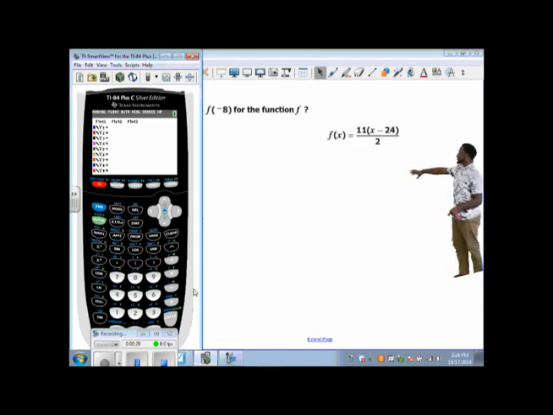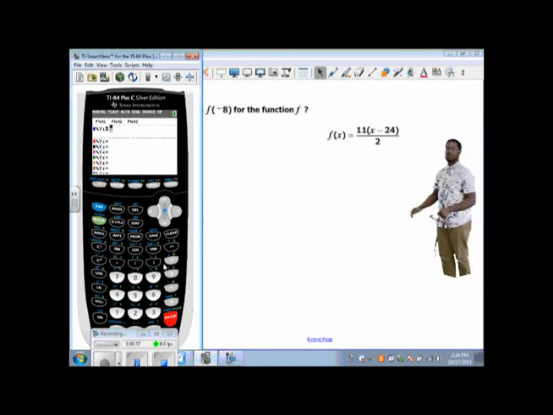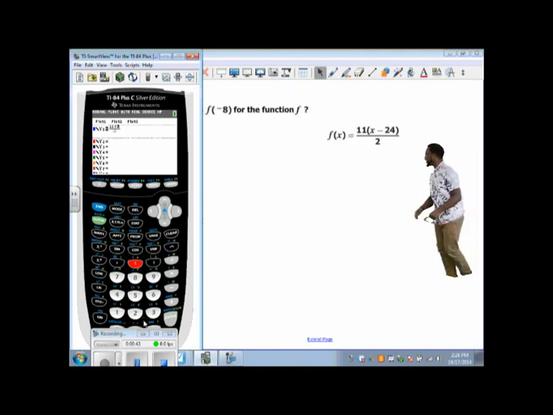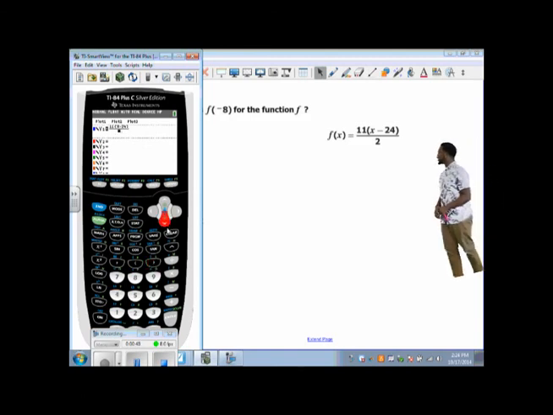Now, how am I going to put this function in there? Our little green button, alpha: press alpha, y equals, and enter. And guess what comes up? Fancy little fraction bar. So we're going to put our numerator, which is what, guys? 11 times parentheses, x minus 24 parentheses. Make sure you type it just like that and close it off. Now we're going to press arrow down, and we're going to enter in what?